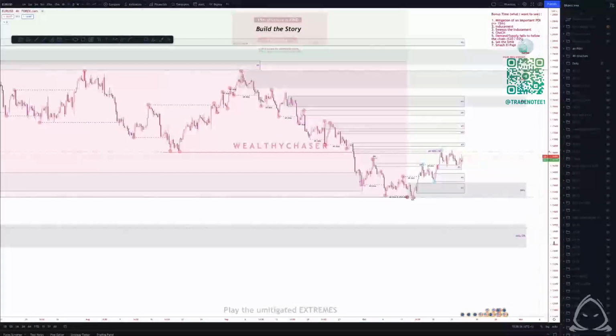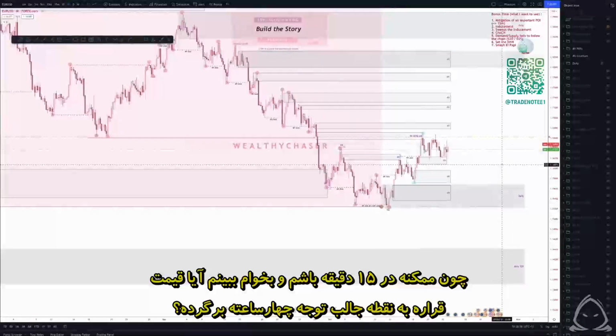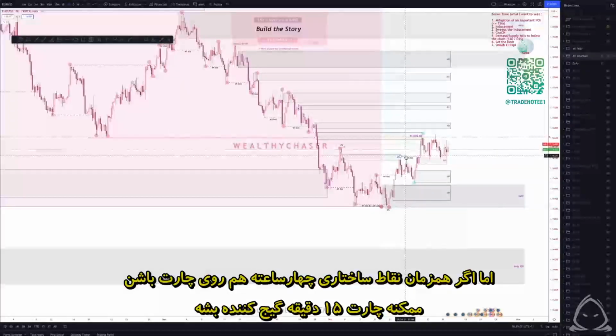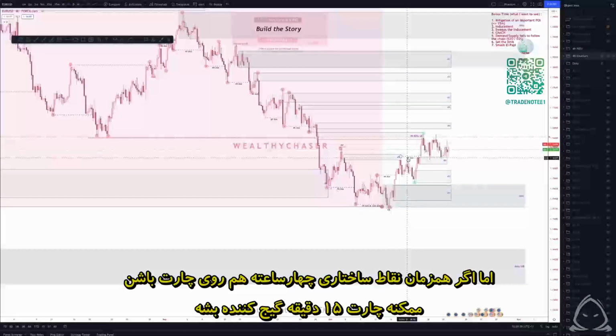Why is this? Because I may be on the 15 minutes and want to show the 4-hour points of interest to see if price is coming back to a specific zone. But if I have the structure unhidden also, so visible, this may confuse me with the 15-minute structure.